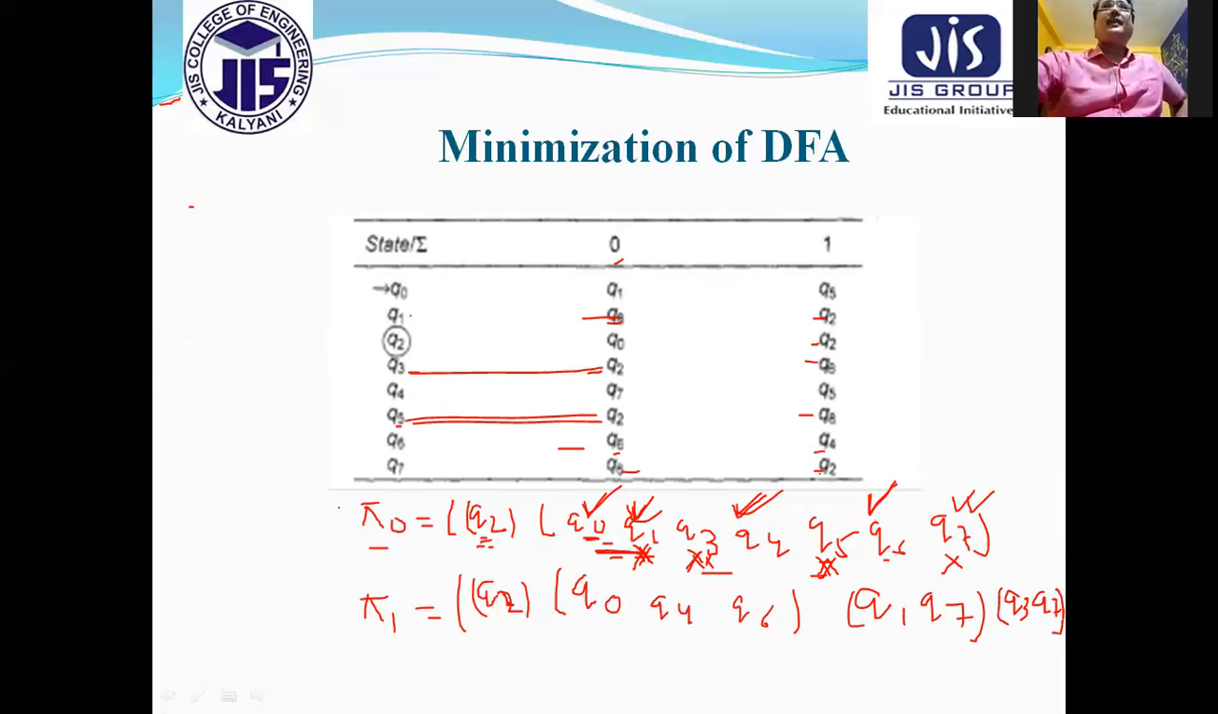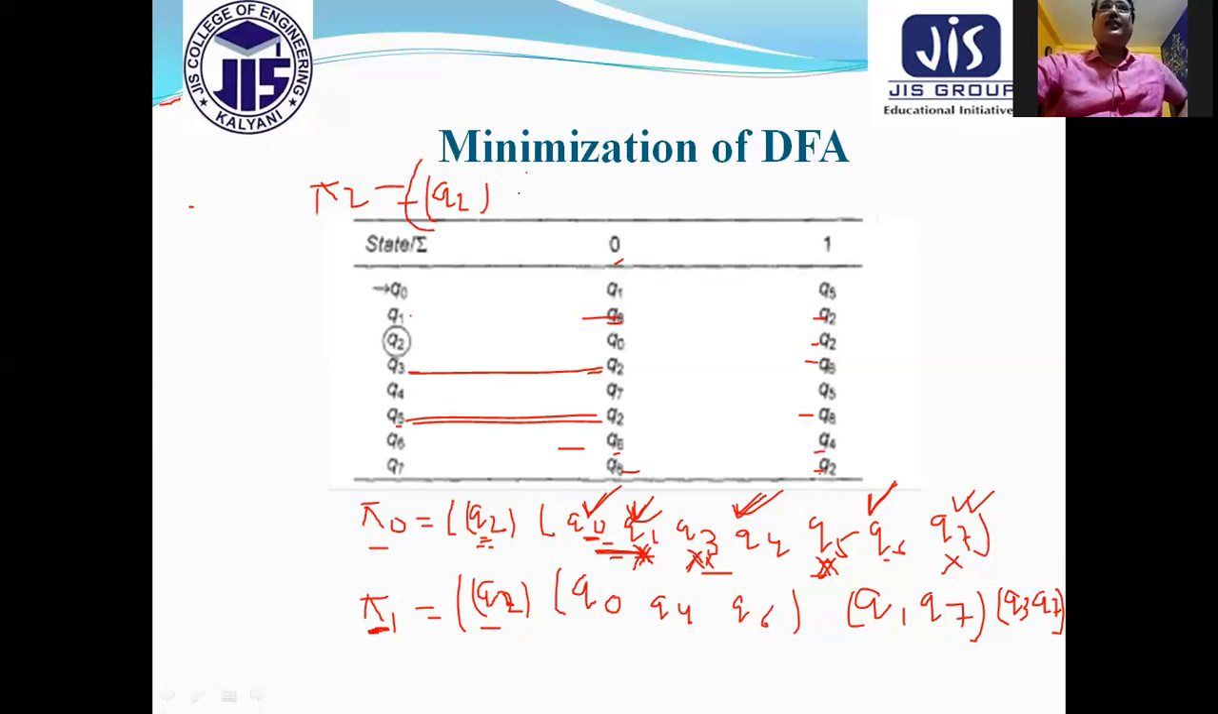So now after this one, we have to calculate pi 2. What is the value of pi 2? When you go for pi 2, we have to consider the sets of pi 1, not pi 0. We have to check the same thing, whether these Q0, Q4 elements belong to the same set or not, of pi 1, not pi 0. Now Q2 is a single element, not required to divide. We can write it as it is, because pair comparison only occurs between two sets.